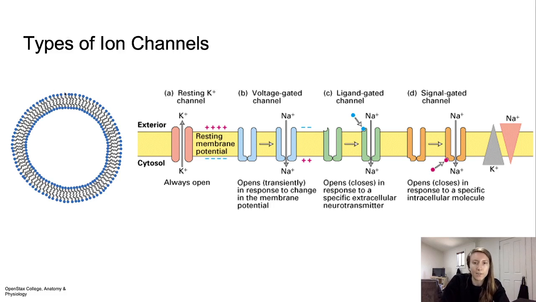Now, the types of ion channels that we have are resting ones. What these are, they'll stay open all the time and essentially will just allow an ion to flow down its concentration gradient in and out of the cell as it so pleases. There are voltage-gated sodium channels. Now, these will open in response to a change in membrane potential. We have ligand-gated channels. These will open in response to an extracellular messenger of some kind. And in the case of the neuron, it'll be a neurotransmitter. And for completion's sake, we've also got these signal-gated channels. These will open in response to an intracellular signal of some sort.